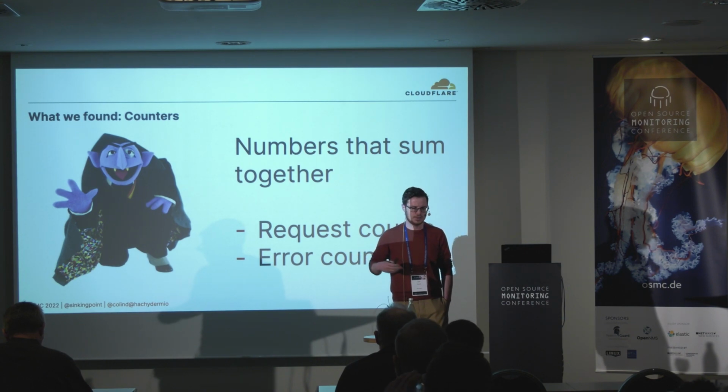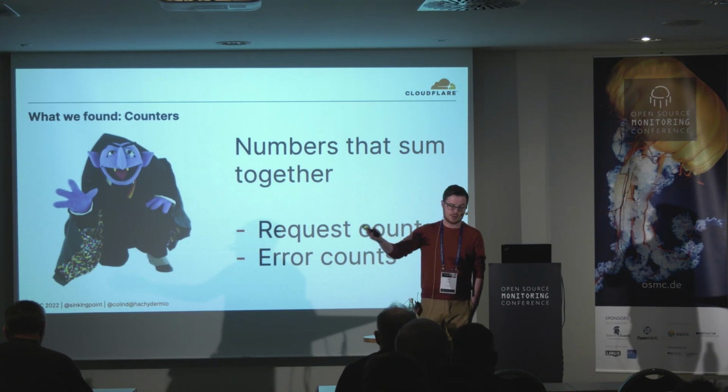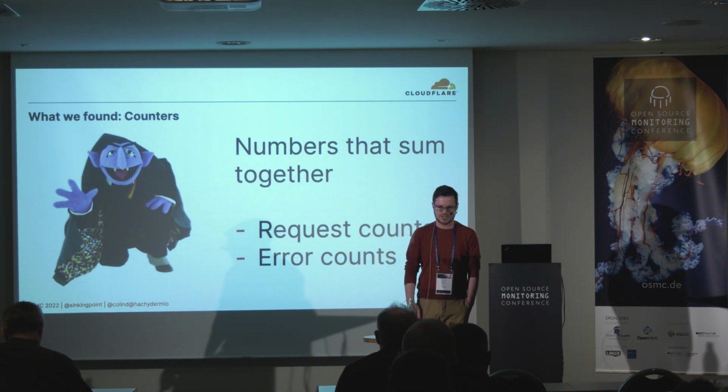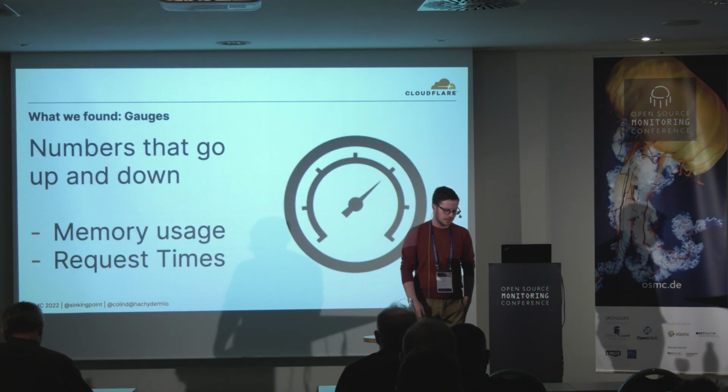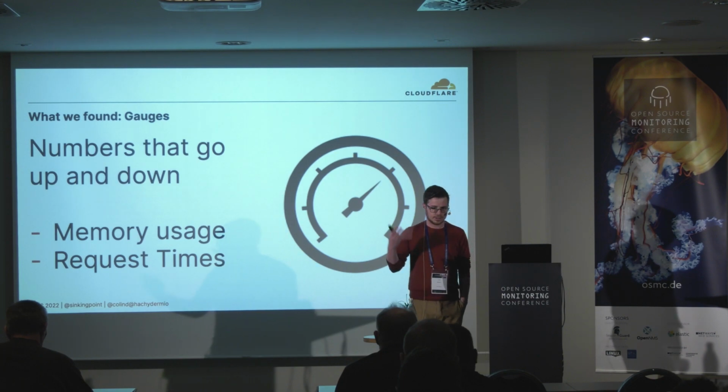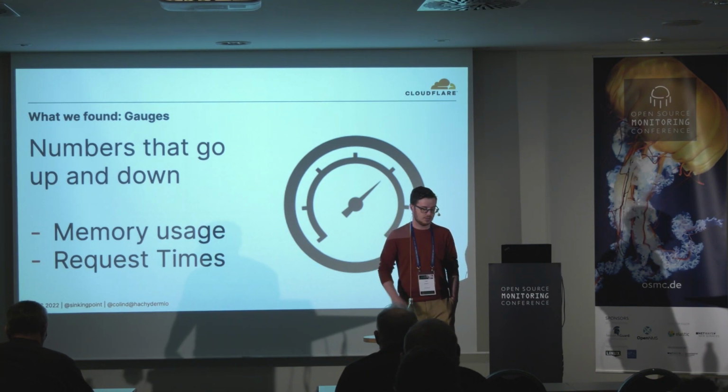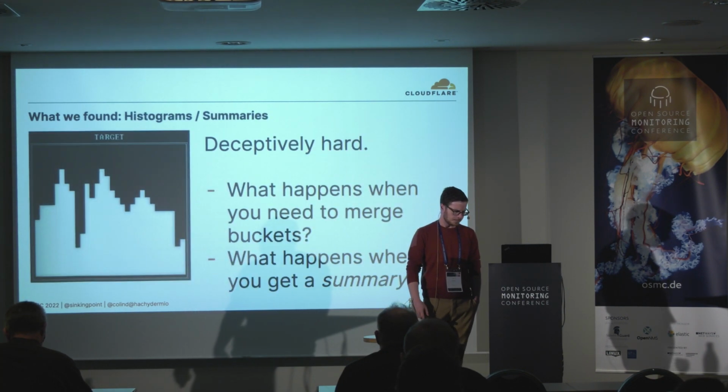Things that you can sum up. You get a 1, 1, 1, you output a 3. Those are kind of basic, right? Request counters, error counters, whatever. At the same time, teams need gauges, things that can go up and down, a standard Prometheus data type.